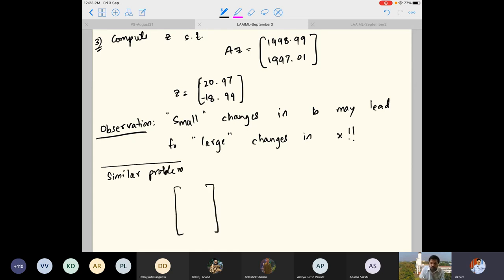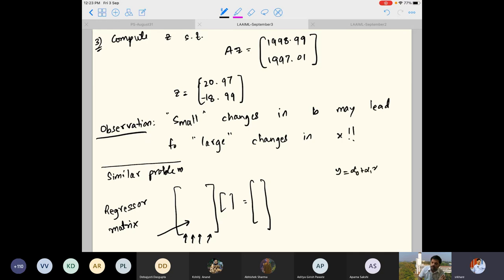Similar problem: you have a tall matrix A times x equal to B. This matrix is a regressor matrix. So what is a regressor matrix? This matrix corresponds to the data for which attributes are given to you, right? You are solving the problem y is equal to alpha 0 plus alpha 1 x1 plus so on and so forth plus alpha n xn plus epsilon. That is the multiple regression problem that you are trying to solve.